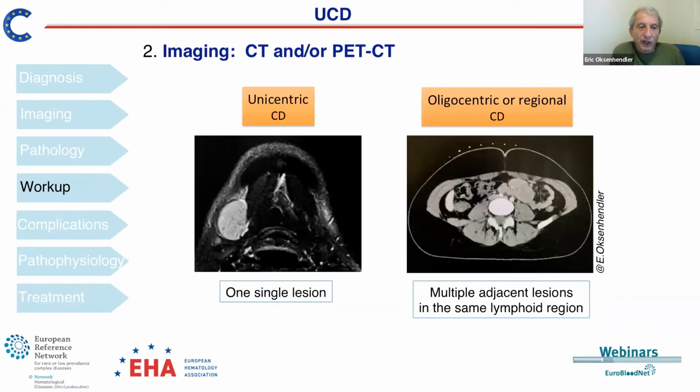Second point to review is imaging, which could be CT, MRI, or PET-CT. In the classical cases of unicentric Castleman disease, you've got only one single lesion, as we have already described previously. But in some cases, you have multiple adjacent lesions in the same lymphoid region. When we say same lymphoid region, it refers to the Ann Arbor classification. And these cases are today classified as oligocentric or regional Castleman disease.